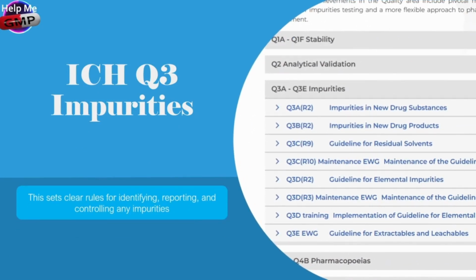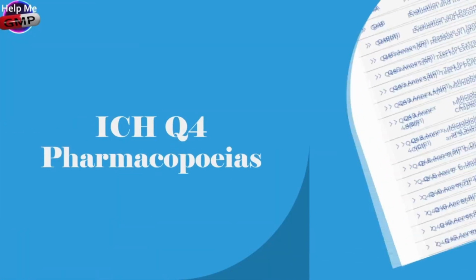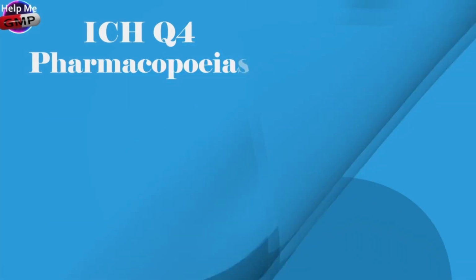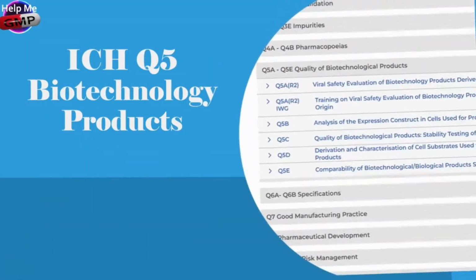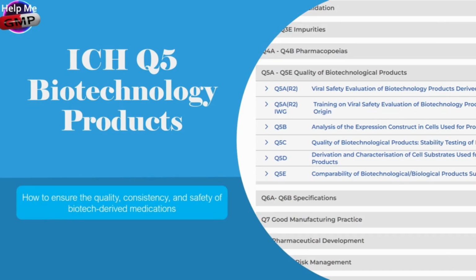Then we have Q3, Impurities in New Drug Products and Substances. This guideline sets clear rules for identifying, reporting, and controlling any impurities, protecting patient safety from expected and unexpected contaminants. Following that is Q4, Pharmacopoeias, designed to standardize drug quality standards globally, making sure your product consistently meets regulatory expectations across different regions. If you'd like to know more, there is a summary of what this means internationally in the Q4B FAQs.